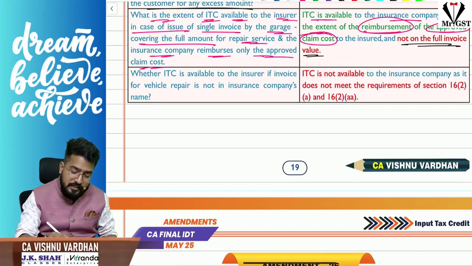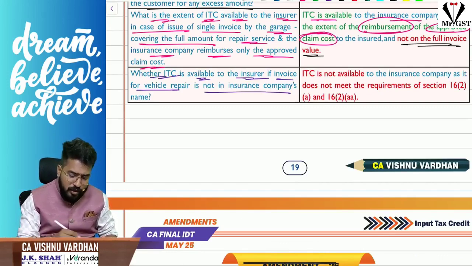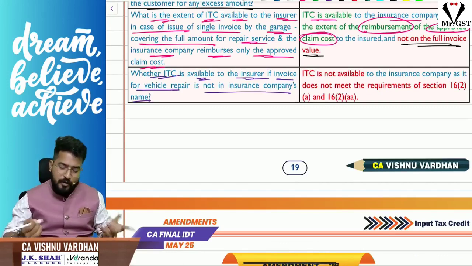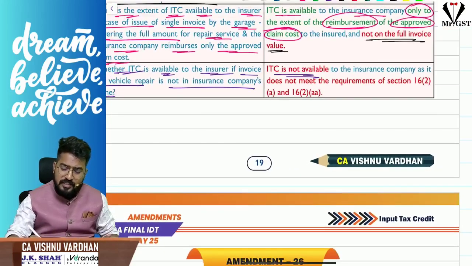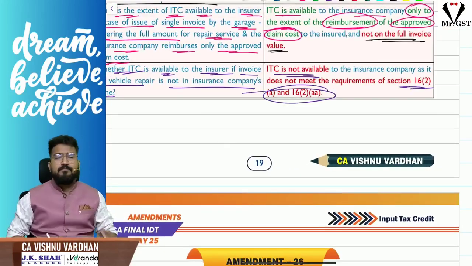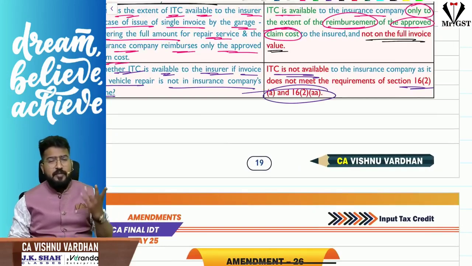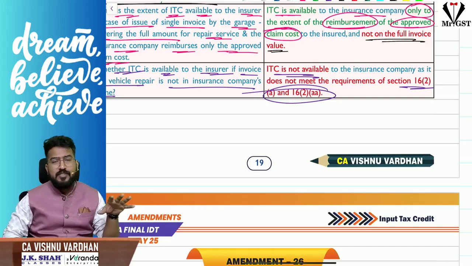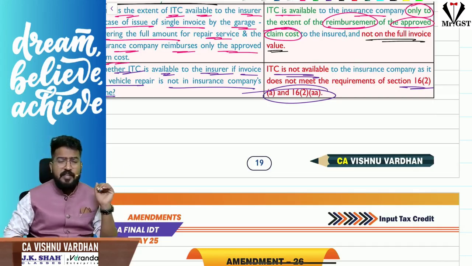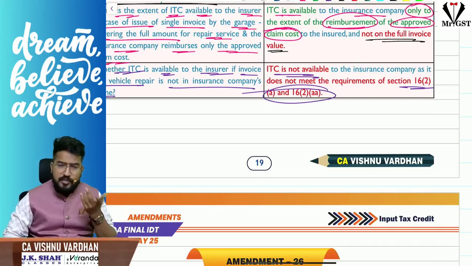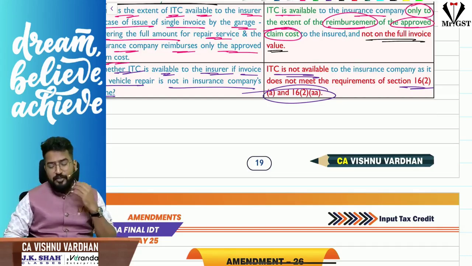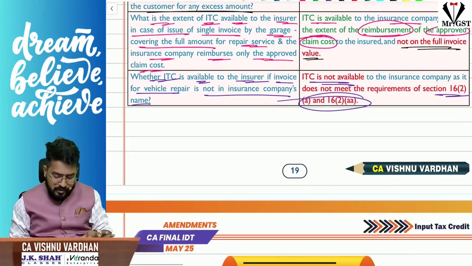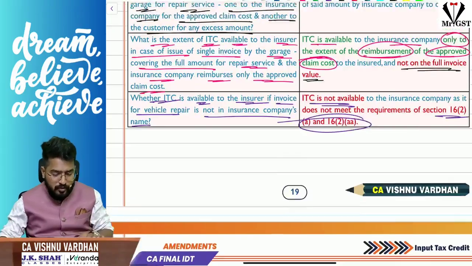So finally, is ITC available to the insurer if the invoice for vehicle repair is not in the insurance company's name? Obviously, ITC is not available. Section 16 subsection 2 says you should have documentary evidence of the invoice, and if that invoice is not in the name of the insurance company, how will it get reflected in GSTR-2B of the insurance company? So it cannot take ITC. The insurance company cannot take ITC if the invoice is not in their name. Clear?